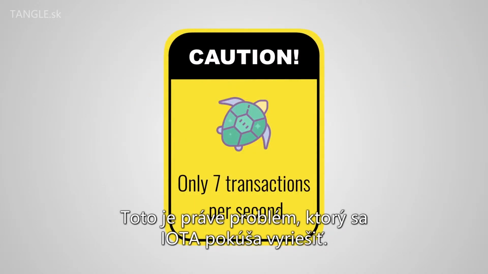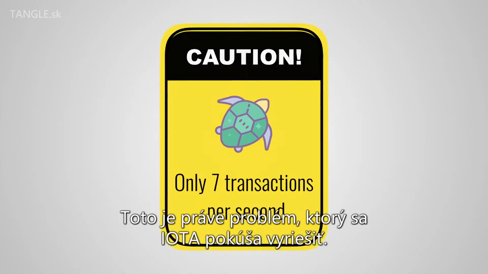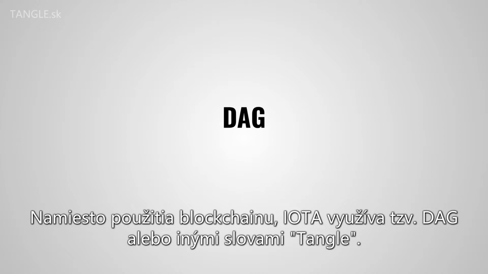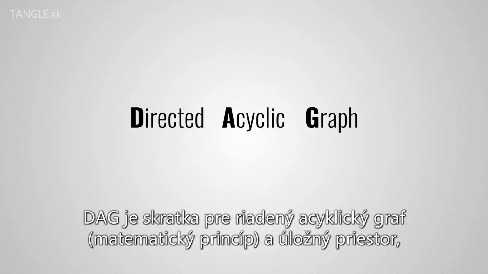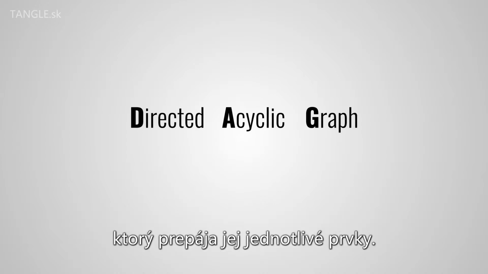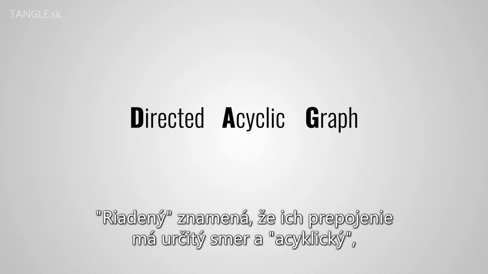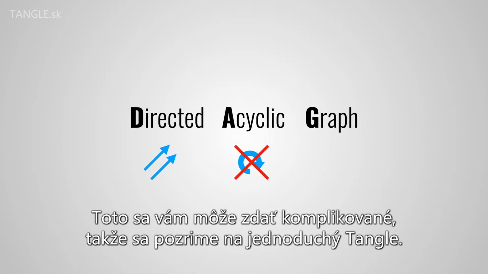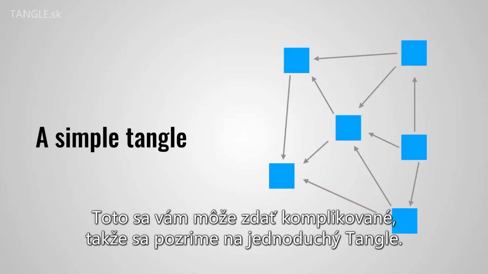This is exactly the kind of problem that the creators of IOTA wanted to solve. Instead of using a blockchain, IOTA uses something called a DAG or Tangle. DAG is short for Directed Acyclic Graph, and it is a storage system where individual items link to each other. Directed means that the link between these items always has a direction, and acyclic means that you cannot create loops inside the structure. This might sound complicated, so let's take a look at a simple tangle.